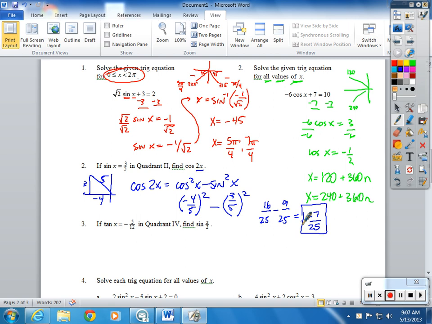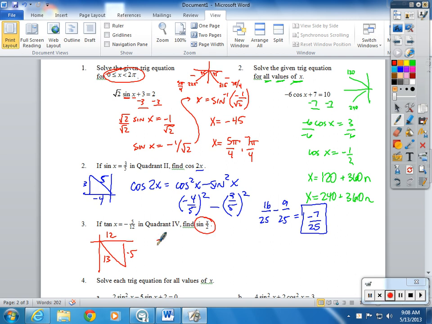And then we have the half angle identity for sine. So taking a look at this, if tangent is negative 5/12 in quadrant 4, so fourth quadrant, tangent is y over x. Tangent is y, negative 5, over x, 12, which means the hypotenuse is 13. That's another Pythagorean triple.